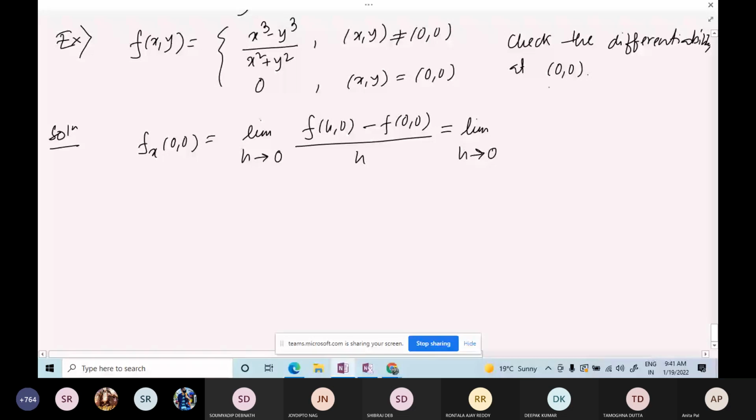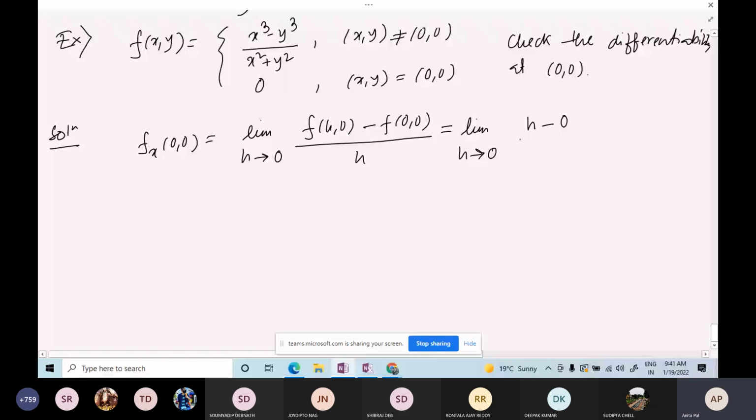Ma'am, can you take another point instead of origin? You take another point and do that. Let me explain with 0, 0. Try to understand the thing. With other points, we can easily do it. So what is f(h, 0)? It is h. And what is total f(0, 0)? Zero. So this is 1.